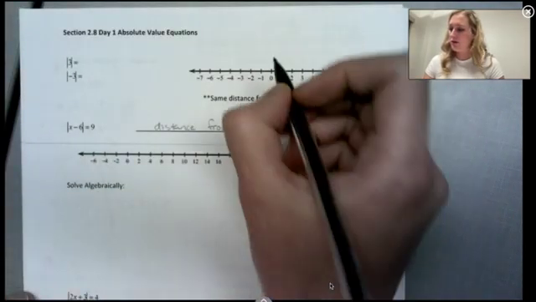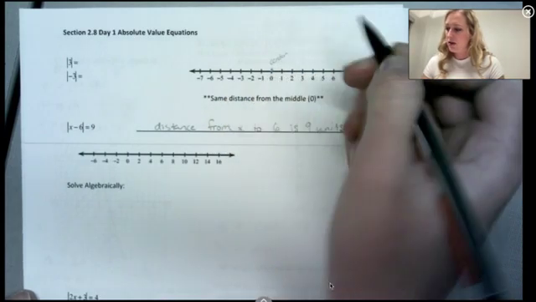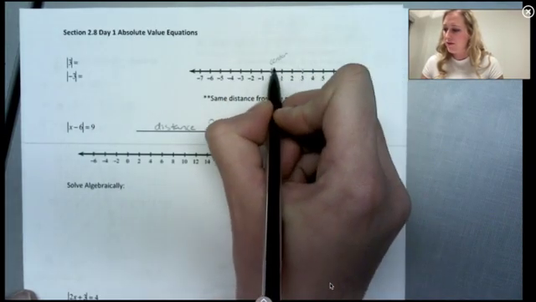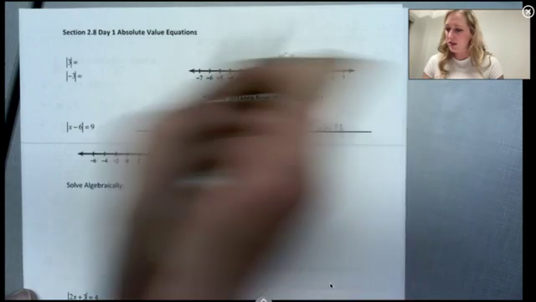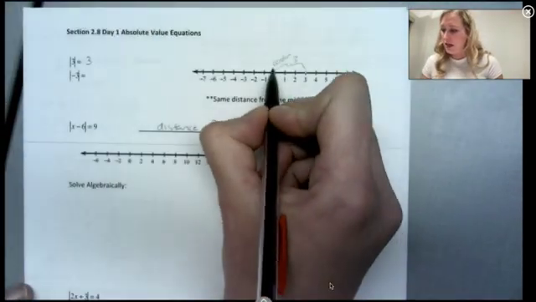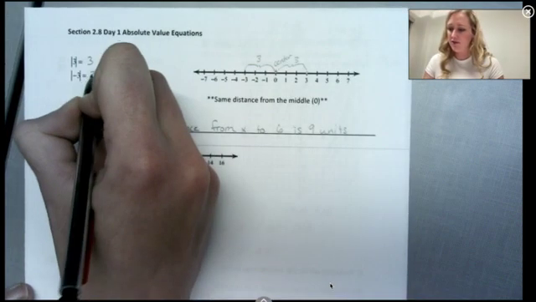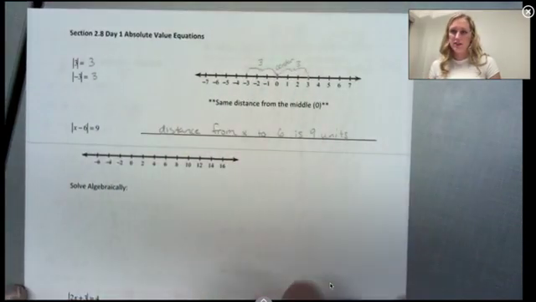is 3 from 0? If we look at 0, we can call that our center. The distance from 0 to 3 is 3 units. So that's why the absolute value of 3 is 3. The distance from 0 to negative 3 is also 3 units. So that is why the absolute value of negative 3 is also 3. These distances are always positive.